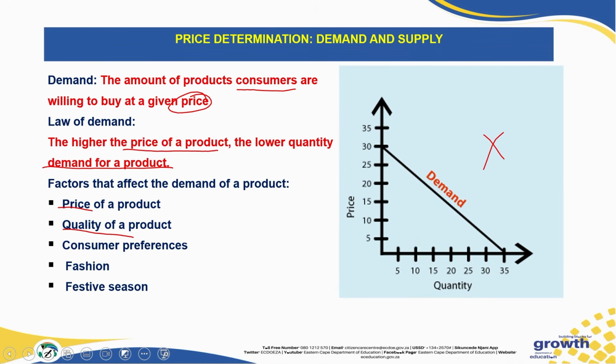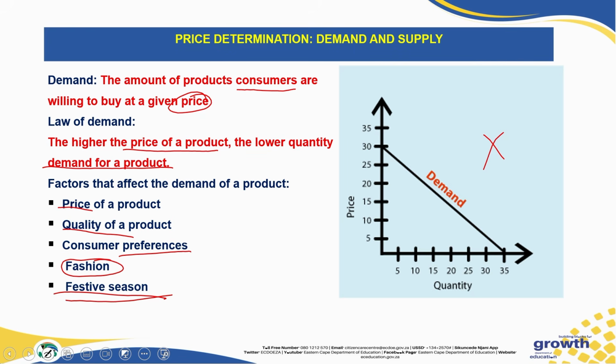And also consumer preferences. The product that is mostly preferred by the consumers will have high amount of demand. And also a product that is in fashion at the time will have high demand, or the quantity demanded will be high. But when it is out of fashion, the quantity demanded will decrease. And during the festive season, some products become very high in demand due to the season. But when we're out of the festive season, the demand for those products decreases.